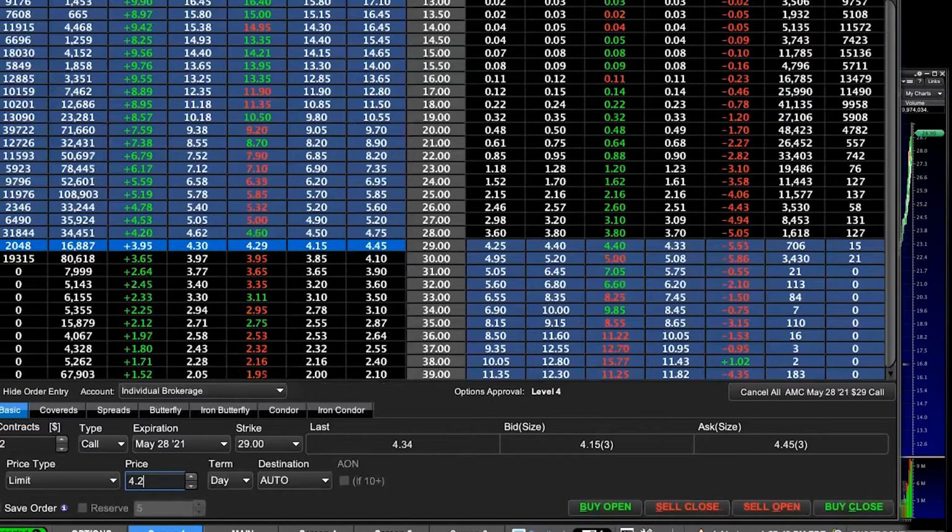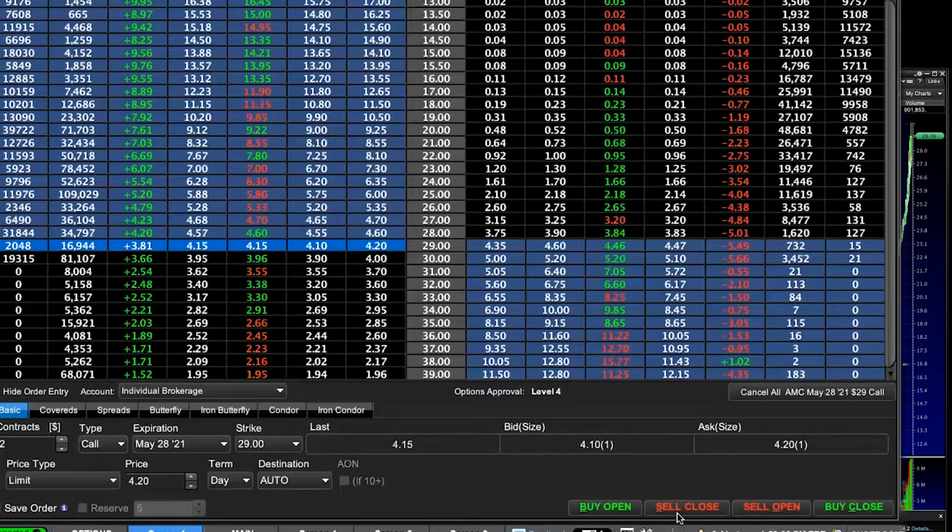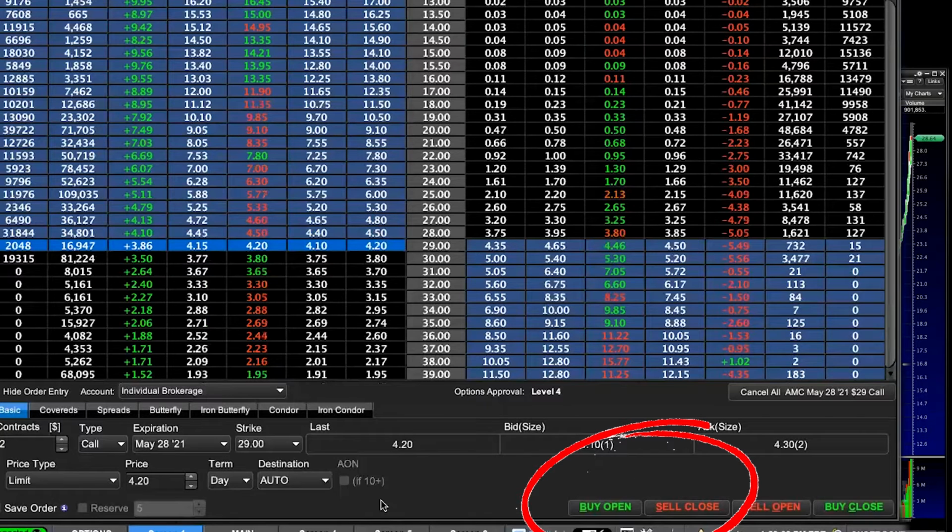I have my set price here at 4.2. Oh, and it's coming down. So I'm going to go ahead and sell these. And there you go. Hit sell to close. So to sell the option, all I had to do was hit sell to close here. So buy to open, sell to close are going to be the 2 buttons you use when trading an option.